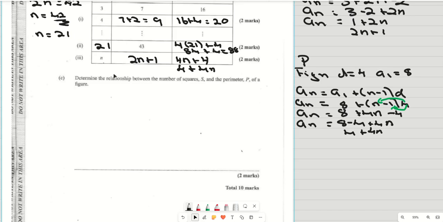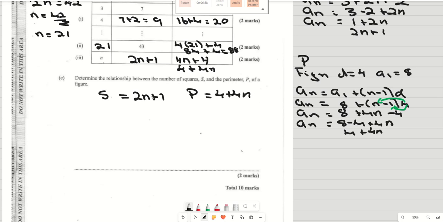So part C says determine the relationship between the number of squares and the perimeter of the figure. So we know the formula for S is equal to 2n plus 1, and for perimeter is equal to 4 plus 4n. So we're asking ourselves, what would you have to do with this 2n plus 1 to get 4n plus 4?